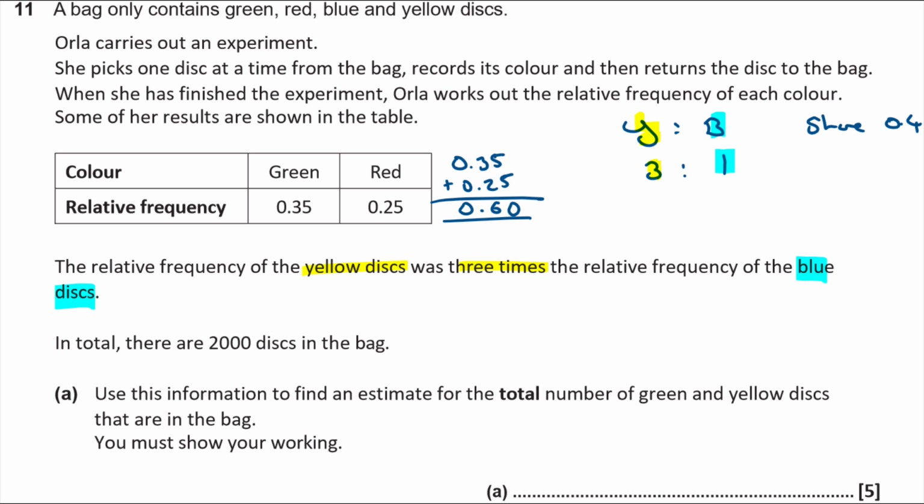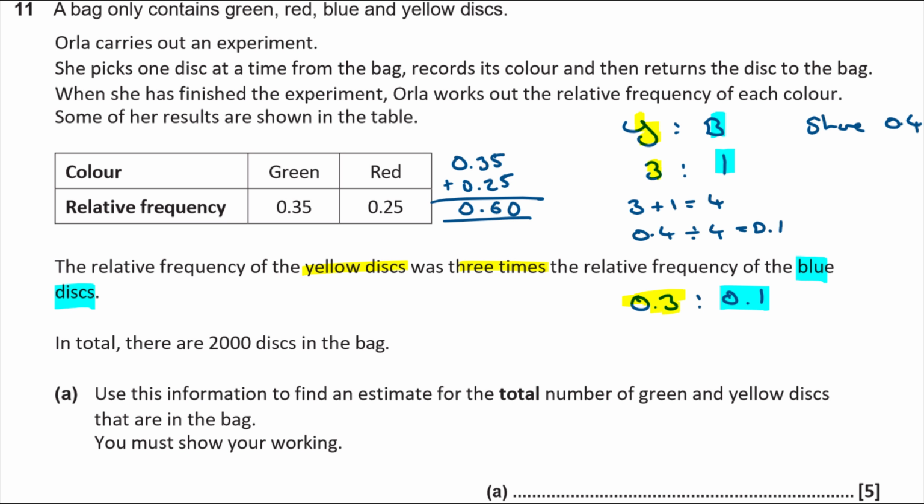Okay, so yellow plus blue is 3 parts and 1 part, which is 3 plus 1 is 4 parts. We have to divide by a ratio here, don't we? So then I need to do 0.4 divided by 4, which is 0.1. That means that each one of my shares is a value of 0.1. So that means the ratio is going to be 0.3 to 0.1, isn't it? So the relative frequency of yellow is going to be 0.3 and the relative frequency of blue is going to be 0.1.